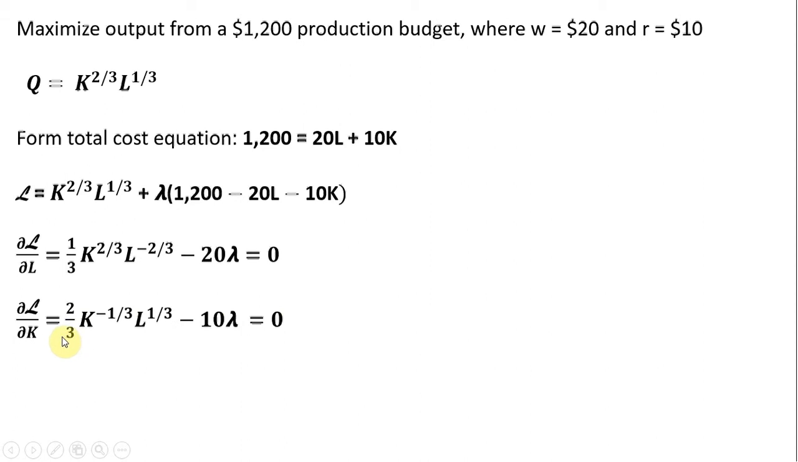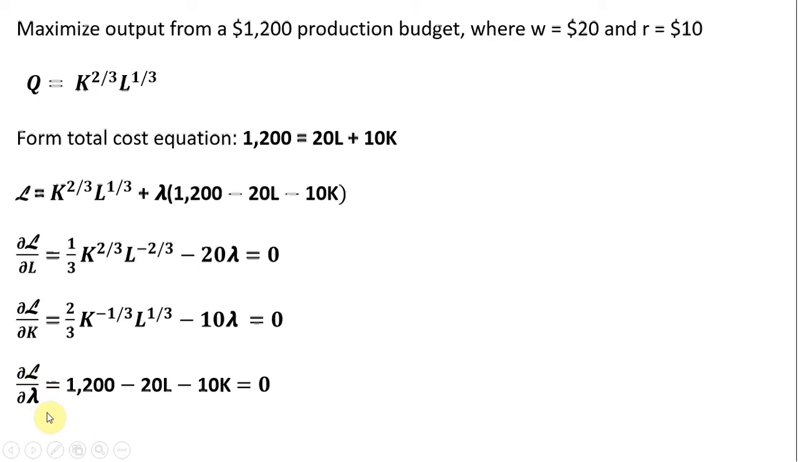The next partial derivative is the partial derivative of the Lagrangian with respect to capital. The 2/3 here on the K term gets brought down in front. 2/3 minus 1 leaves us K raised to the minus 1/3 power. And then lambda multiplied by minus 10K, the partial derivative of that is just minus 10 lambda.